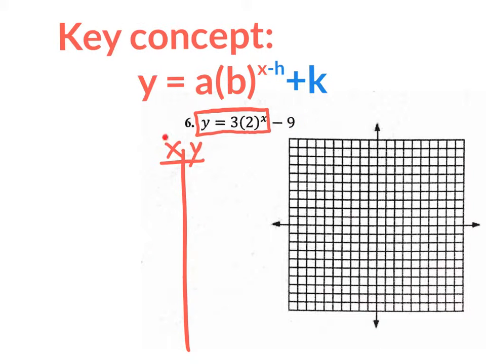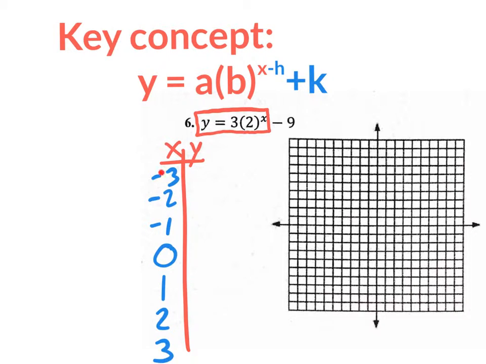Now, when you make an xy table, it's very important that we use consecutive integer inputs. What the heck is that? Numbers that are in order. So let's start. If you want to start with 0, put 0 in the middle. Then you can put 1, 2, 3, and going in the opposite direction, negative 1, negative 2, negative 3. That's what we call consecutive integer inputs.